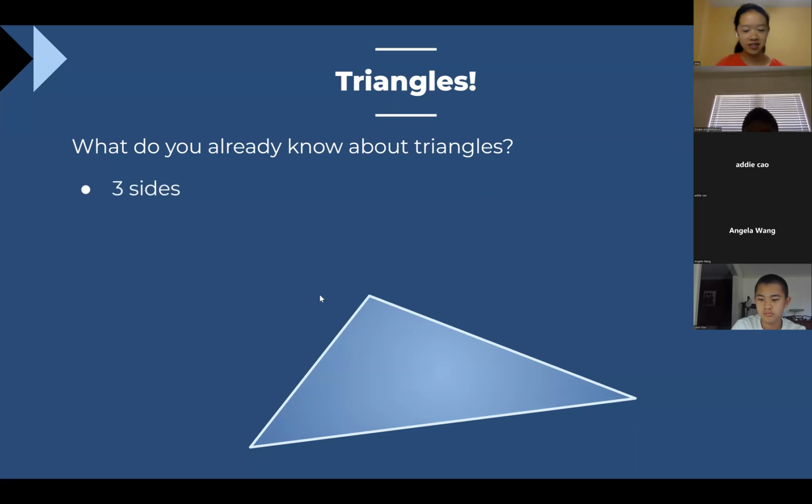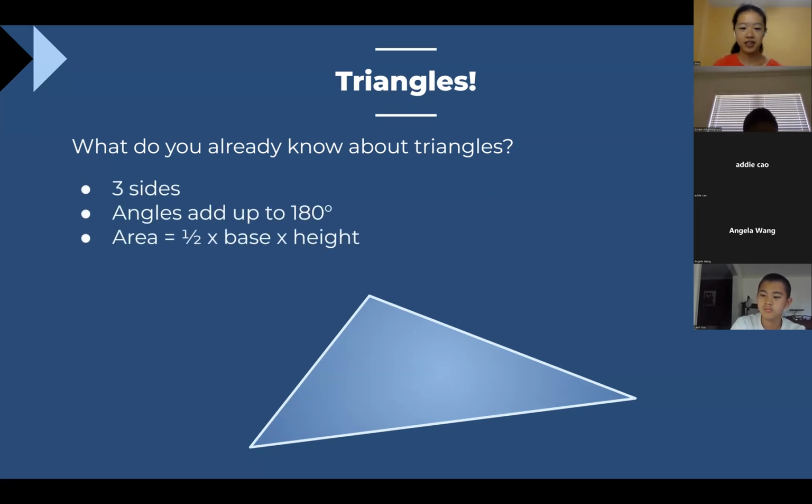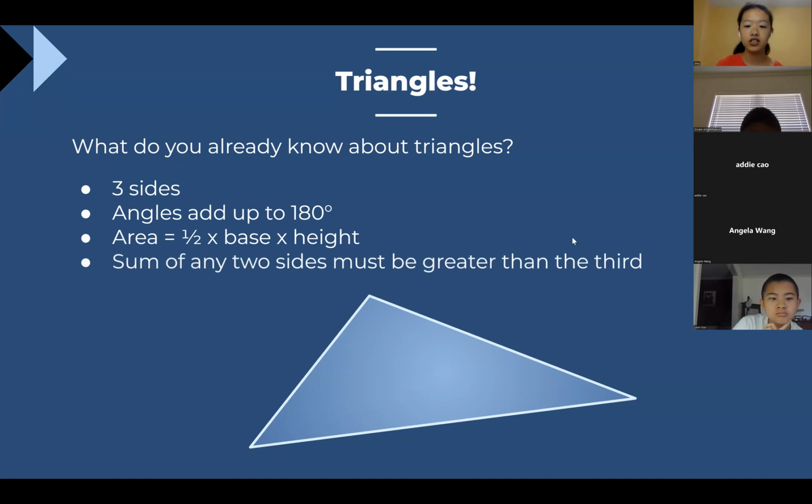Okay, so you guys seem to know a bit about triangles. There's 3 sides, angles add up to 180. Area is 1/2 times the base times height. And also the triangle inequality theorem tells us what the side lengths need to be in order to be a triangle. So the sum of any 2 sides in a triangle has to be greater than the 3rd side.